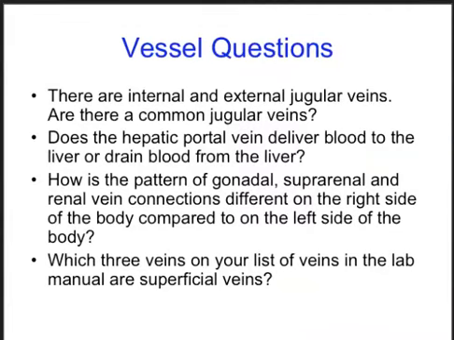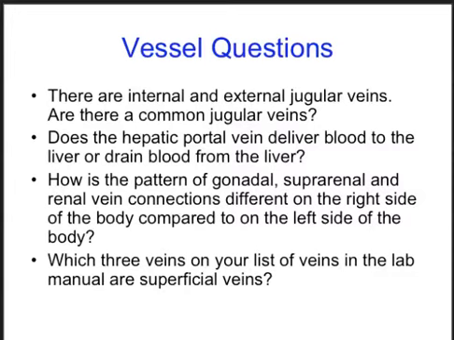Okay, more vessel questions. There are internal and external jugular veins. Is there a common jugular vein? And the answer is no. Question 2. Does the hepatic portal vein deliver blood to the liver or drain it from the liver? And the answer is it delivers blood to the liver from the gastrointestinal system. This is how the nutrients make it eventually to the liver as the organ that's going to determine where those nutrients ultimately go. And then once that happens, the blood passes out of the liver through the hepatic veins proper, which join directly into the superior vena cava.